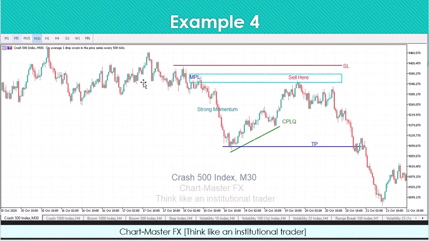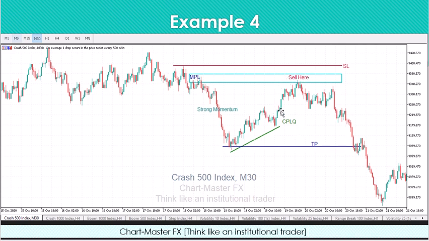Now we are on example number 4. We can see also guys that there was a strong momentum to the downside. Usually when there's a strong momentum to the downside, as the price approaches that supply zone, the price is more likely to react. And you can see guys that when the price came to that zone, the price was able to react. So there was a compression here that occurred. Once that compression occurred, we can see that the price was able to move up with liquidity going to the MPL area. Once the price reached the MPL area, the price dropped.